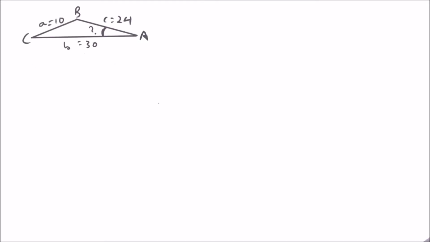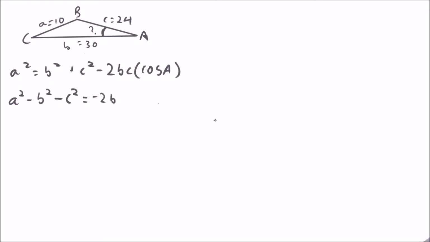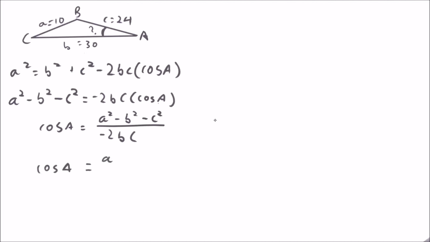In our next example, we are given a triangle where all three sides are given, and we're solving for angle A. So side a is 10 units, b is 30 units, and c is 24 units. We use the equation a squared is equal to b squared plus c squared minus 2bc times cosine of A, and manipulate this equation to solve for cosine of A, which will give us angle A. So we should get cosine of A is equal to b squared plus c squared minus a squared over 2bc.